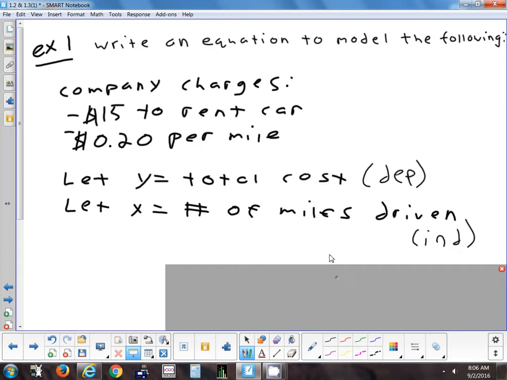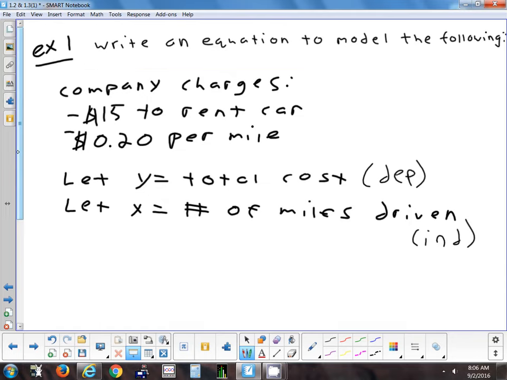Some people have a little trouble figuring out which one is independent and which one is dependent. The way I try to figure that out is I read it in my head and see what makes more sense. Does the number of miles I drive depend on the cost? That doesn't really make too much sense. Or is my total cost going to depend on how many miles I drive? Yeah. The cost is dependent on how far I drive. So cost is my dependent, miles independent. And there's other names for that. Sometimes we call it just x and y. Sometimes we call it domain and range. All kinds of things.